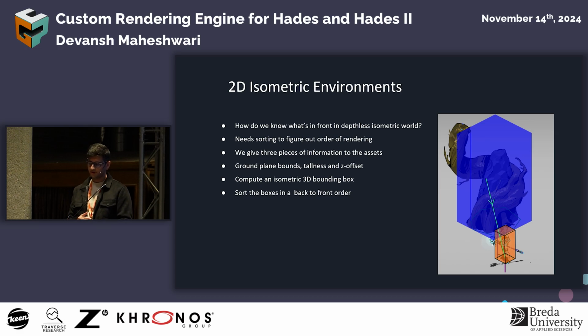And the tallness parameter is just a perpendicular height from our ground plane, which tells us how tall the asset is in our game world. And then we also similarly have a z offset, which tells us how far up the asset is from our isometric ground. So this is our virtual z-axis, which is the up axis for us. So using these three pieces of information, we are able to compute an isometric 3D bounding box. Like you can see in the picture here, Mel is covered in an isometric bounding box.